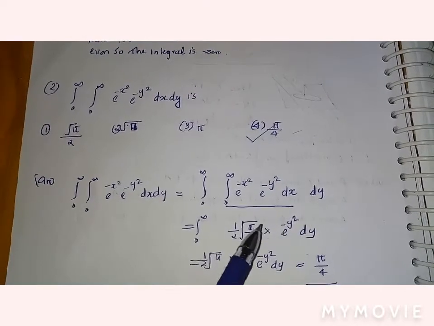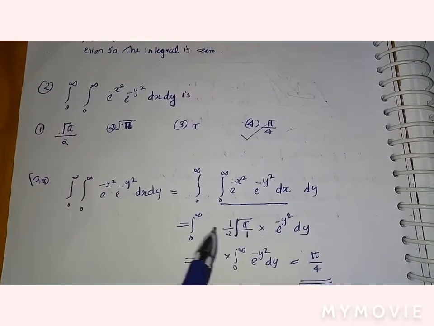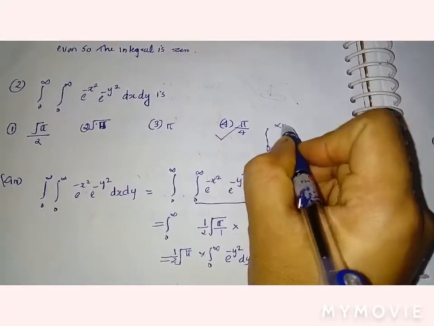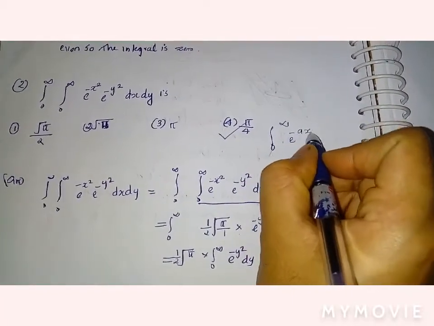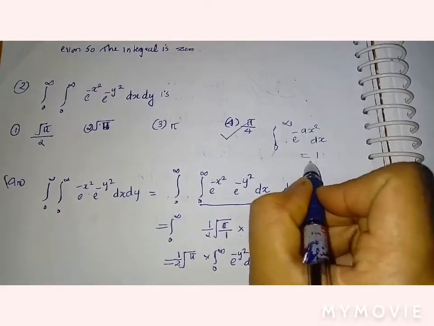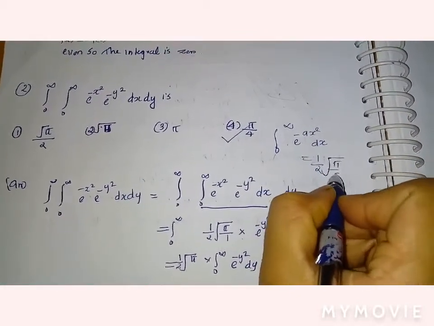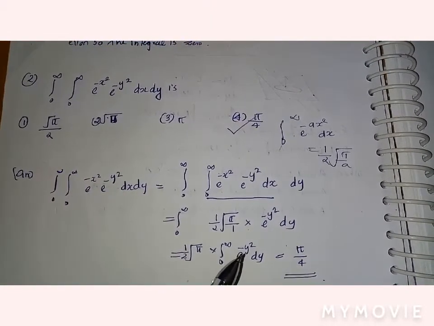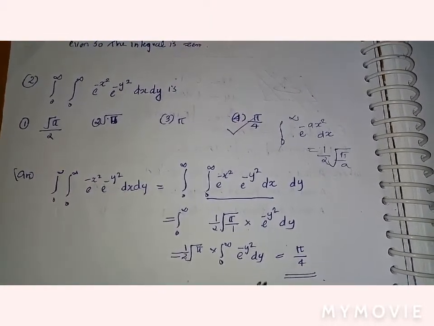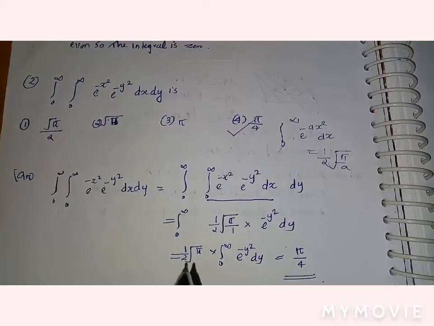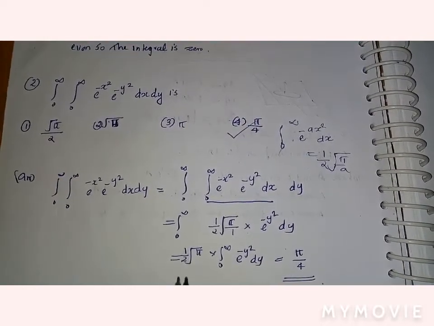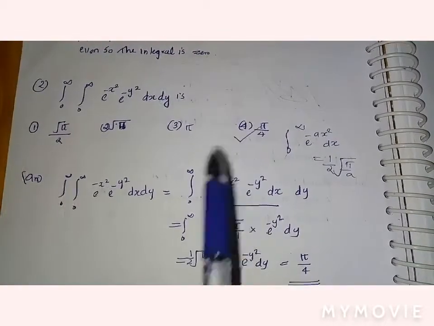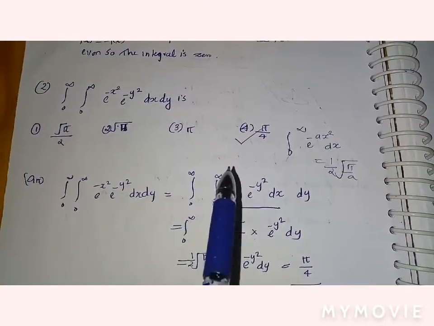After integrating once more, we know the answer for integral 0 to infinity e raised to minus a x square dx is 1 by 2 under root pi by a. So we get the answer, with a equal to 1, as under root pi by 2 into under root pi by 2. So we get the answer as pi by 4. So option D, option 4.